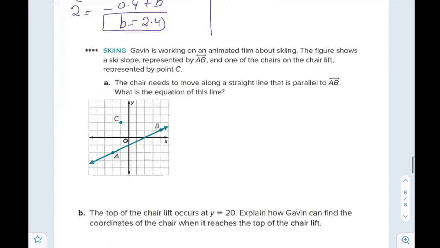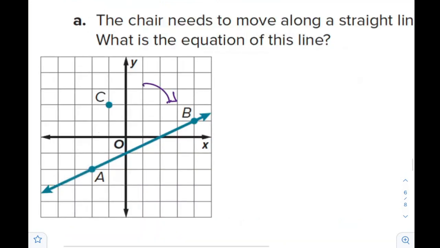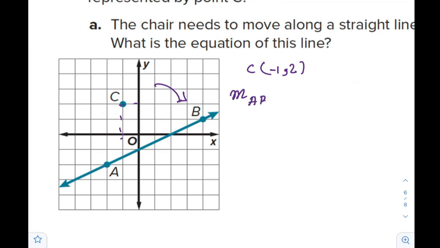Gavin is working on an animated film about skiing. The figure shows a ski slope represented by AB, and one of the chairs on the chair lift represented by point C. The chair, which is C, needs to move along a straight line that is parallel to AB. What is the equation of the line? So first we want to see the coordinates of C. C, as you see, is located at (-1, 2). Now, line AB is given by 2 points, and I need to find the slope, because to write the equation of a line you need a slope and a point.